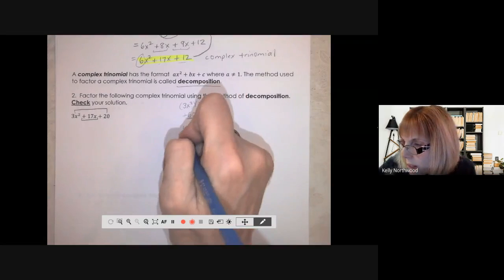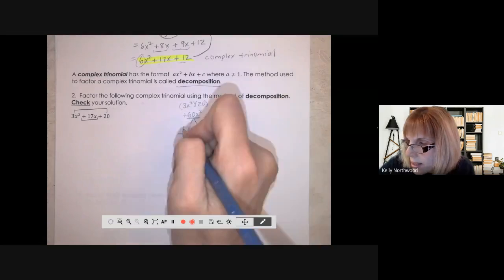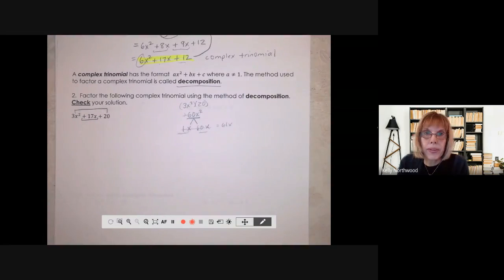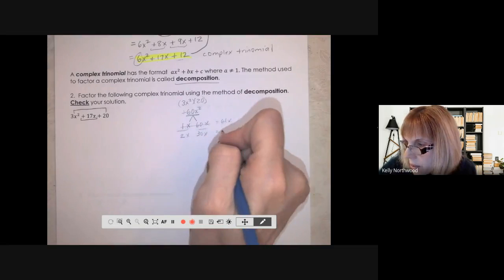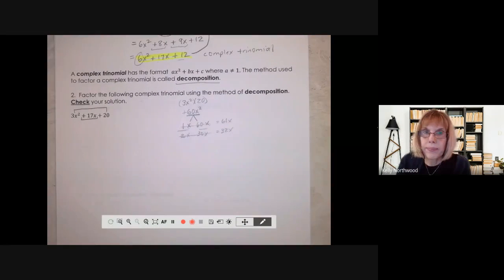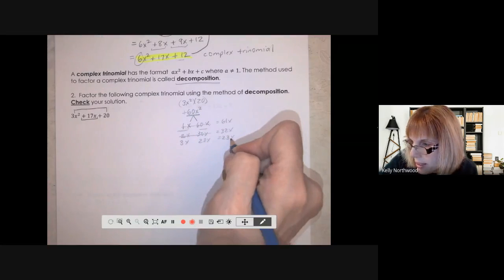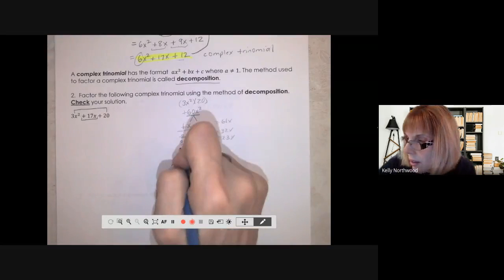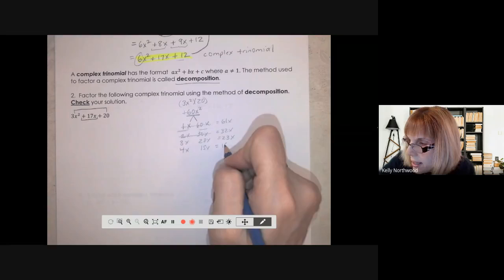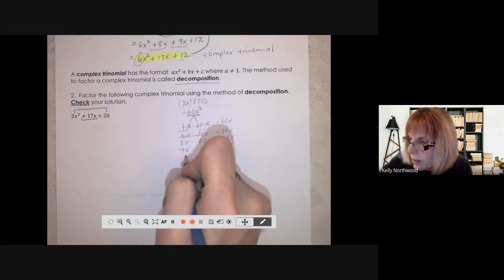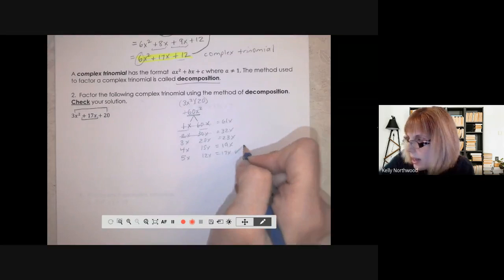So I could start off with my 1 times table, but 1x plus 60x is 61x. That's not the pair. I'm looking for 17. I could try 2x and 30x, but that adds up to 32x. So also not the pair. 3x and 20x adds up to 23x, also not the pair. 4x and 15x adds up to 19x, also not the pair. 5x and 12x does add up to 17x, so that's the pair.